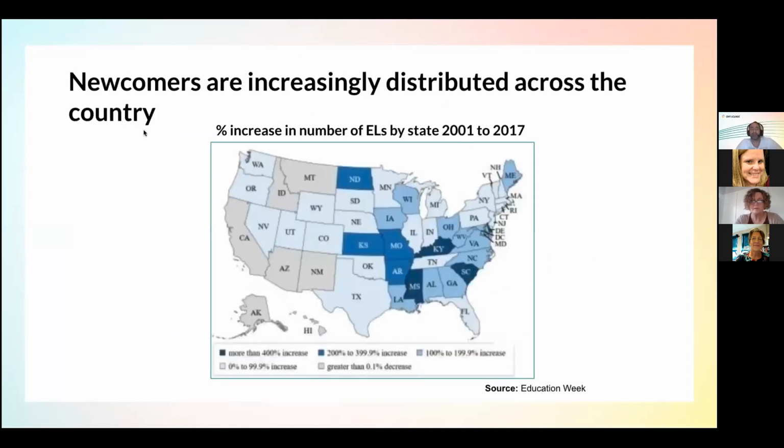And fascinatingly, when I was preparing for today's presentation, I realized that the distribution, so this graph is talking about total ELs by state between 2001 and 2017, not just newcomers, but some of the biggest percentage changes are not in the states that we typically think of when we think of EL populations, like your California, Texas, your New Yorks, but actually in places like Arkansas, Mississippi, South Carolina, Kansas, North Dakota. So increasingly, the landscape of EL populations is distributed across the country.